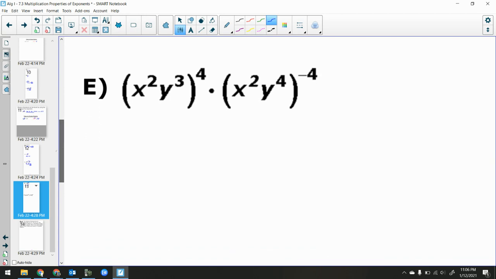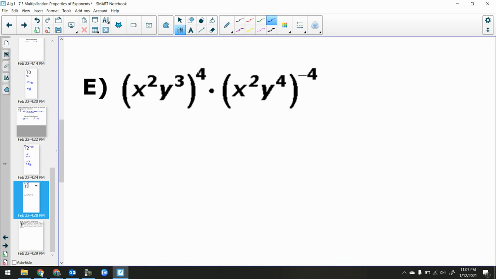All right, now this one looks big and bad. I encourage you to pause here and write everything out. Try it your best, and then we'll play and see what happens.